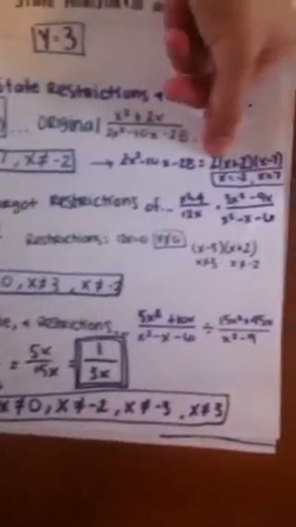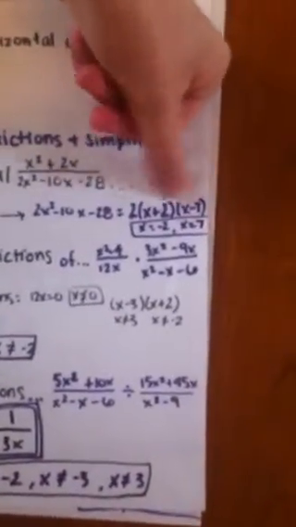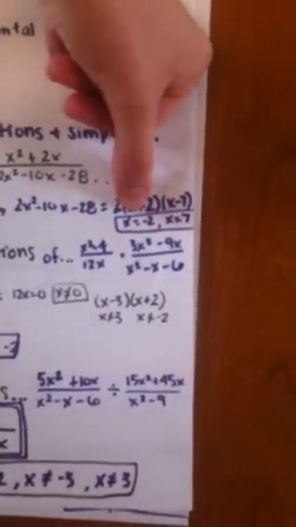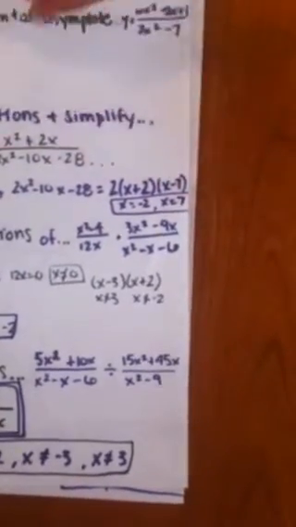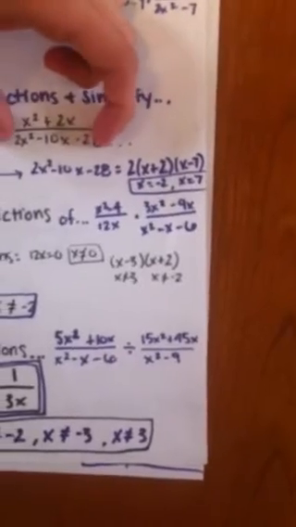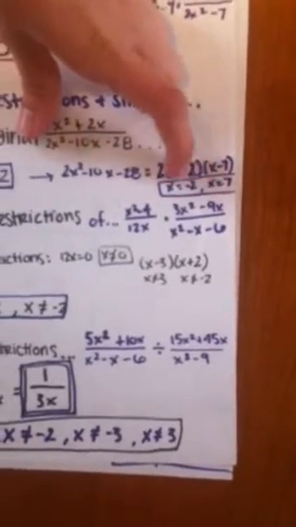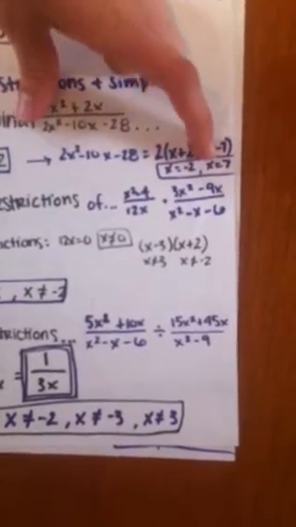And so when you get that, you set each quantity equal to 0 to get x is equal to -2 and x is equal to 7, because you have to start with the original denominator. And so those are what x cannot be. So those are your restrictions.